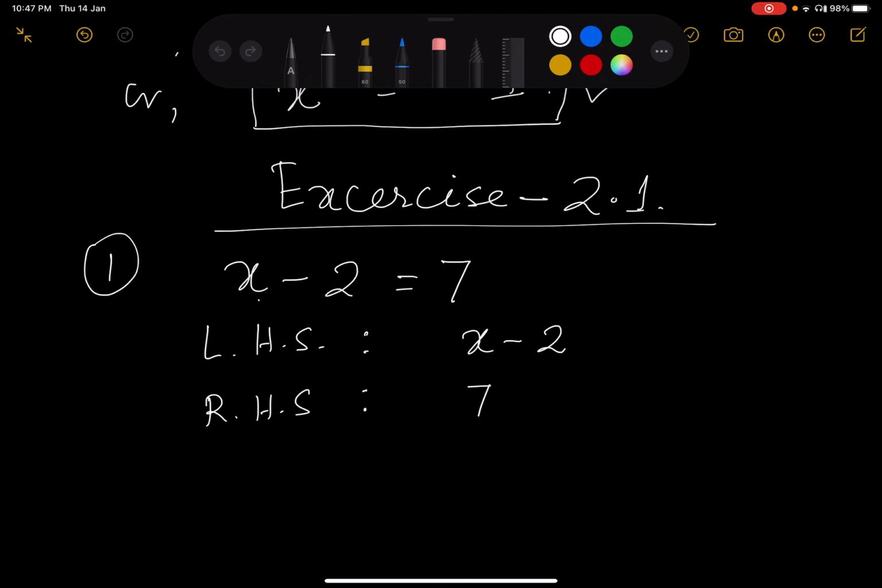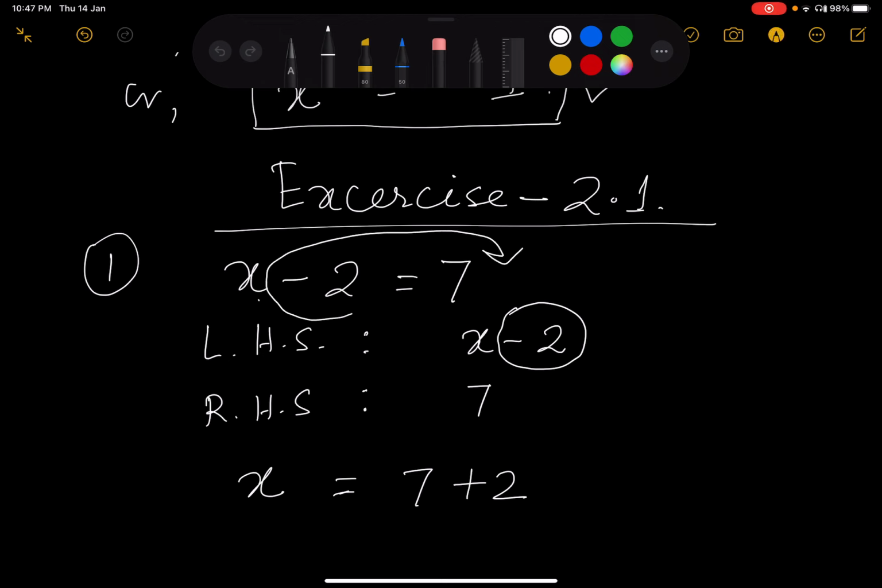Now, what we will have to do is take this number from the left hand side to the right hand side. How can we do it? We can write x is equal to 7 plus 2. When you transpose the number minus 2 to the right hand side, the sign changes. So x is equal to 7 plus 2, which is equal to 9. So the answer is x is equal to 9.